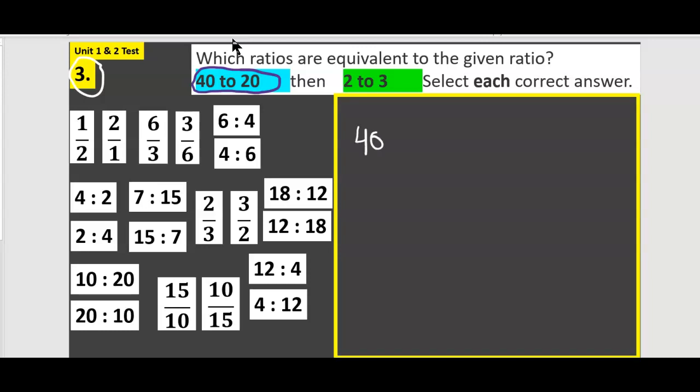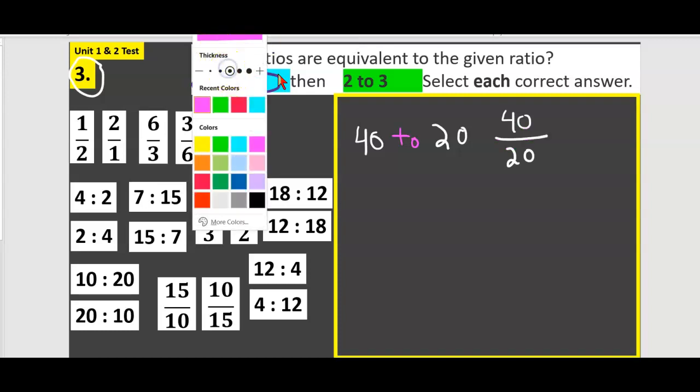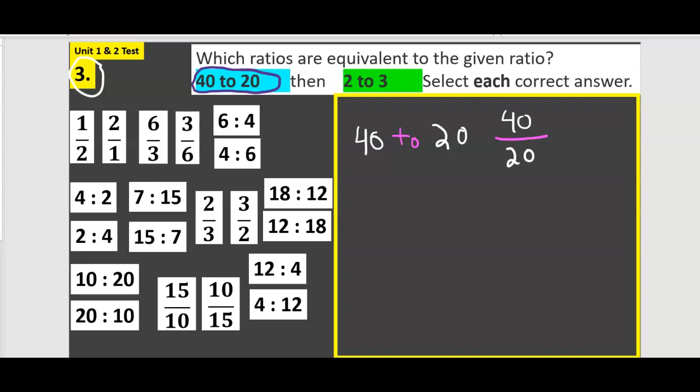40 to 20 is written. That's one way you can write it. If you write it as a fraction bar, it would be 40 to 20. That fraction bar is kind of like the word to. And then finally you can say 40 and then use a colon.